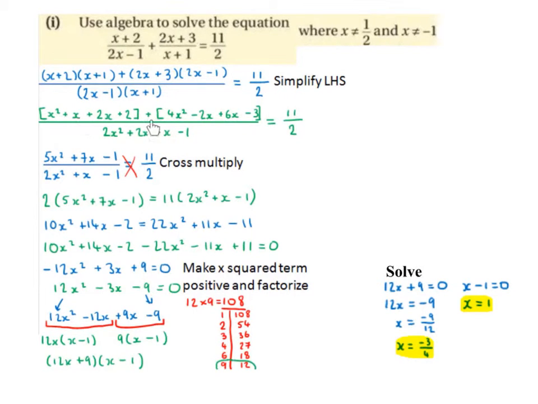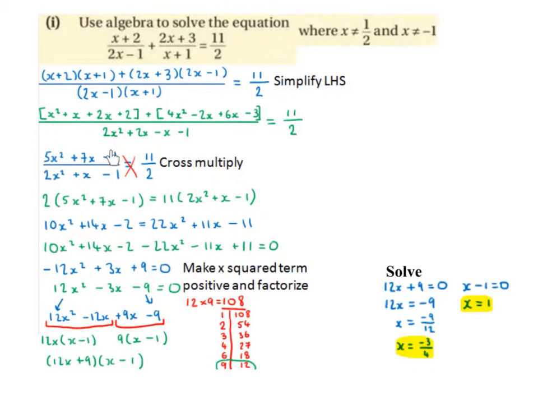So x squared plus 4x squared is 5x squared. x plus 2x minus 2x plus 6x will give us 7x. And then 2 minus 3 is minus 1. And at the bottom, we bring down the 2x squared. 2x minus x is plus x. And then bring down the minus 1. And it's still equal to 11 over 2.